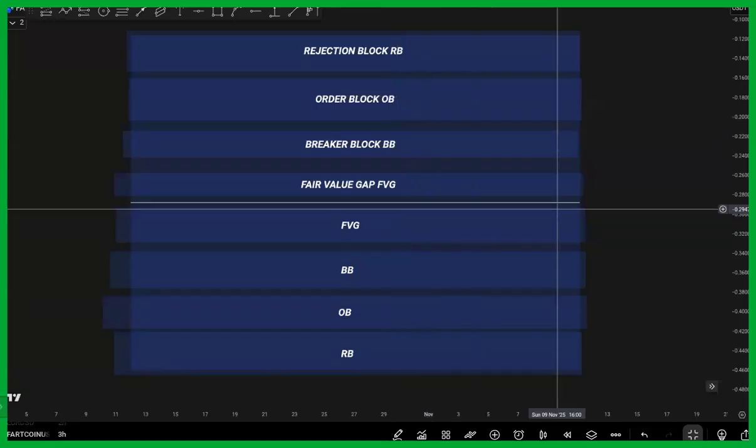What is the rejection block? Now, just like the name goes, rejection. Rejection is a particular level. When it comes to the chart itself, or when it comes to the market, rejection basically means that price was rejected at that particular level before, at that place before. A rejection level is a level in the market where price has been rejected. That place has rejected price, and that's why we call it a rejection level.